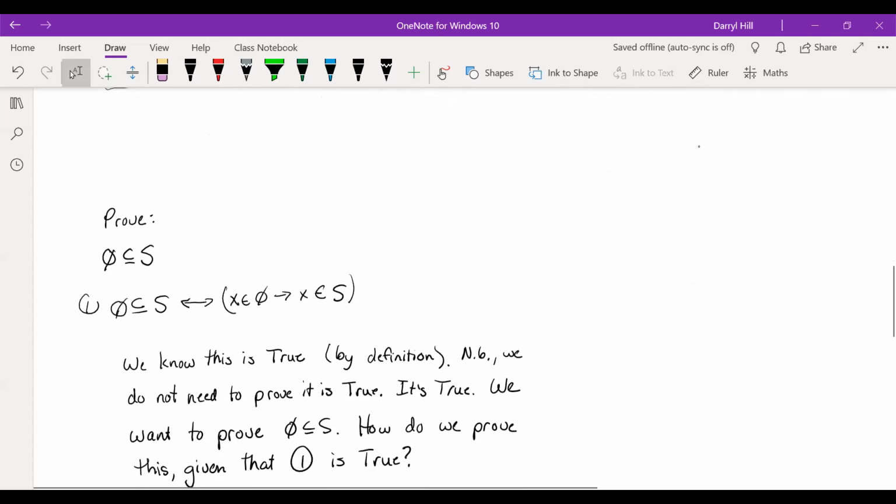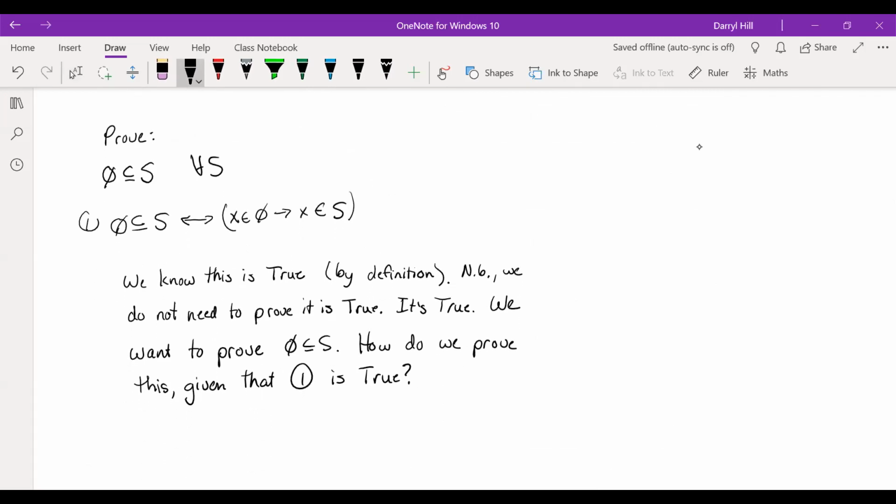So prove that the empty set is a subset of a set S, for all sets S. So the fact is that the empty set is a subset of S if and only if for X a member of the empty set, X is also a member of S. All right, this is important in this proof. We know this is true by definition, so we do not need to prove it.